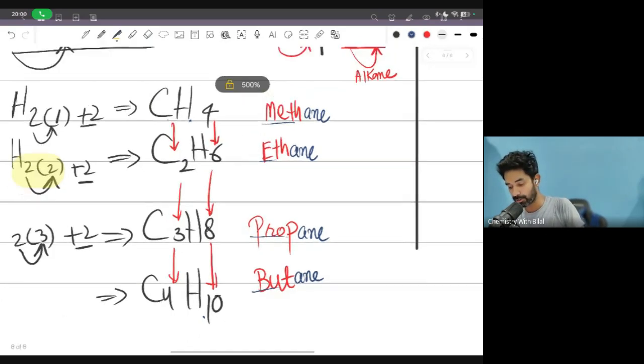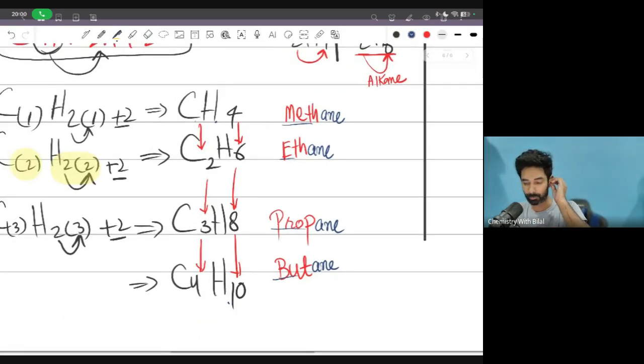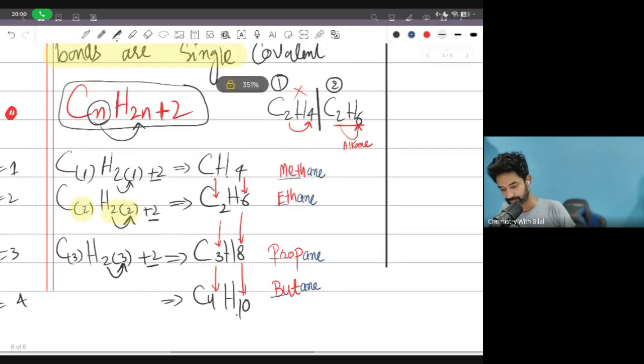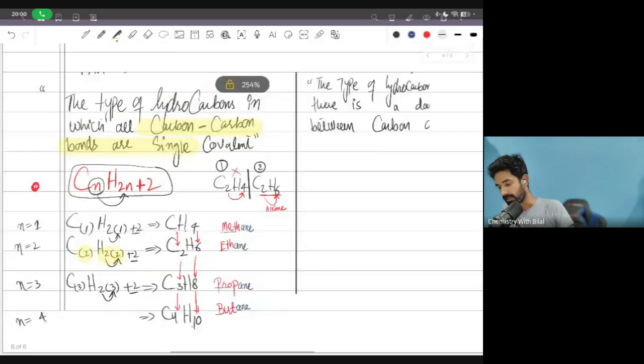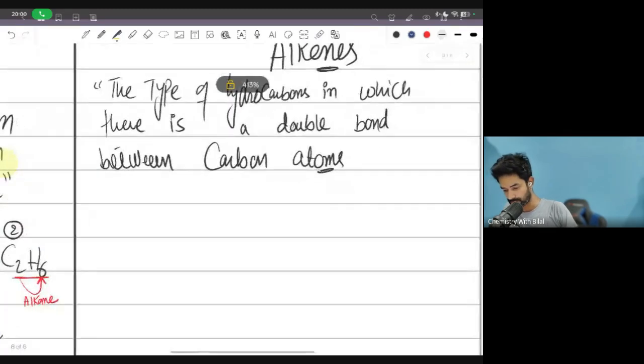Based on the carbon, you decide the stem: meth, eth, prop, but. Then you see if it follows the general formula of alkane, it has to be ane at the end. Methane, ethane, propane, and butane. Make sense, everyone? Yes. Okay. Let's look at alkenes now.